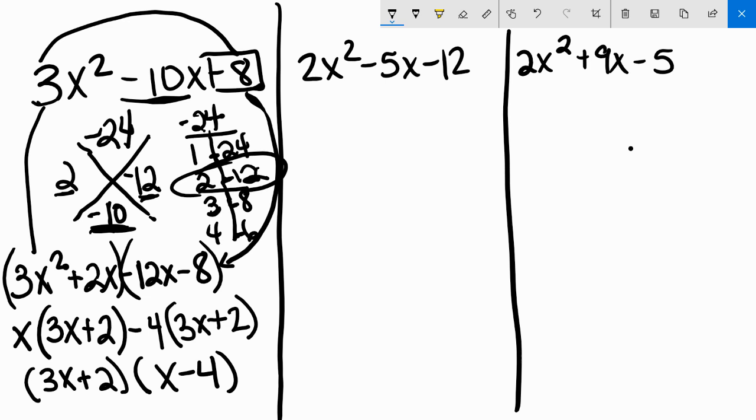Okay, example number 2. Start the same way. We're going to multiply the first number times the last number, and that goes at the top of our x, so negative 24. And then we want factors of 24 that add up to negative 5.